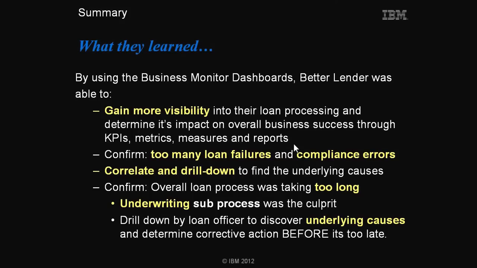So in summary, by using the Business Monitor dashboard, Better Lender was able to gain more visibility into their loan processing and its impact on its business success through KPIs, measures, metrics, and reports. They were able to confirm that they were not meeting their target on loan failures and had a high number of fee compliance errors. They were further able to correlate these and drill down to understand the underlying causes. At the beginning, Better Lender suspected that loan processing was taking too long, but they didn't know what to improve. By monitoring their overall business process, they were able to understand that the underwriting process was taking too long, and they were able to drill down by loan officer to understand what might be causing these delays.